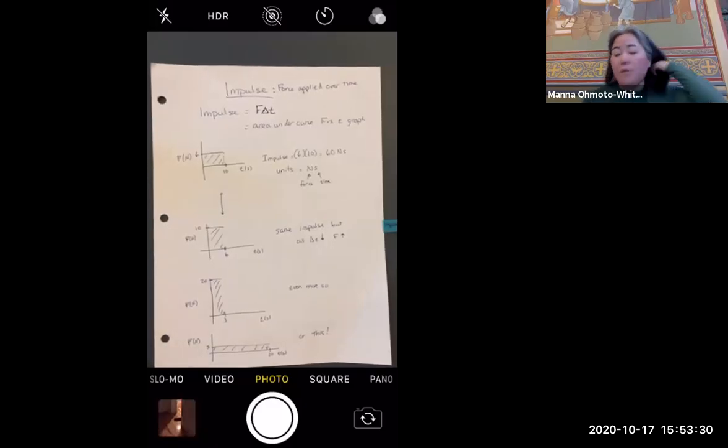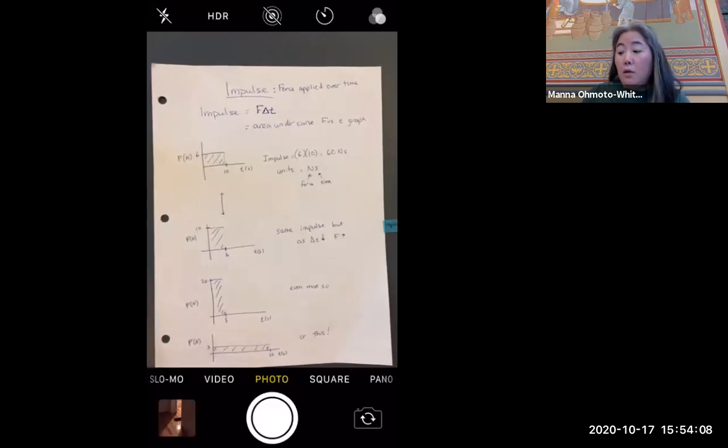Impulse. So impulse is the force applied to an object over time. The equation for impulse is force times delta t is equal to impulse, which means it's also the area under the curve of an F versus t graph. So these are all situations in which the impulse is the same.